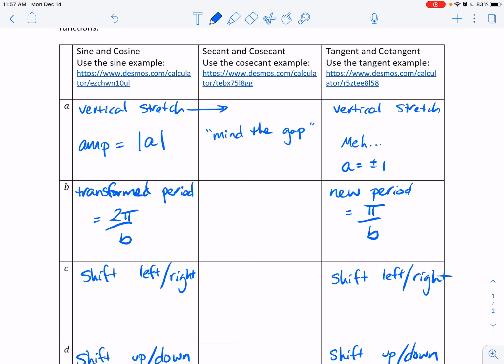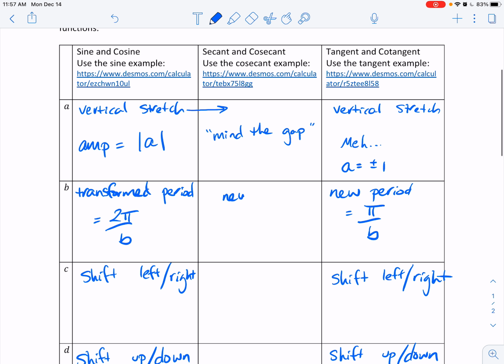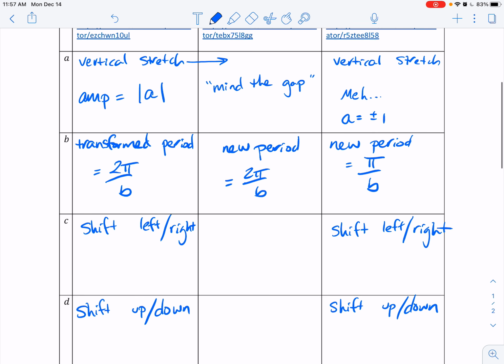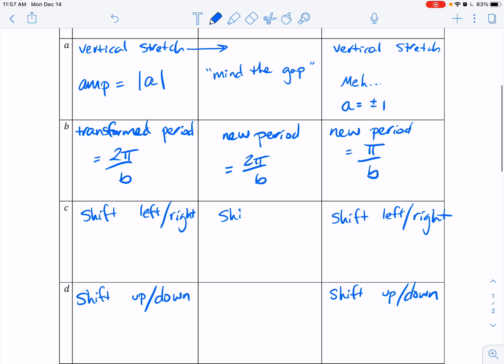And then this one would transform the period. The new period would be 2 pi over b, because secant and cosecant have a period of 2 pi. This is going to shift left and right, left or right, depending, just like you would have always done.